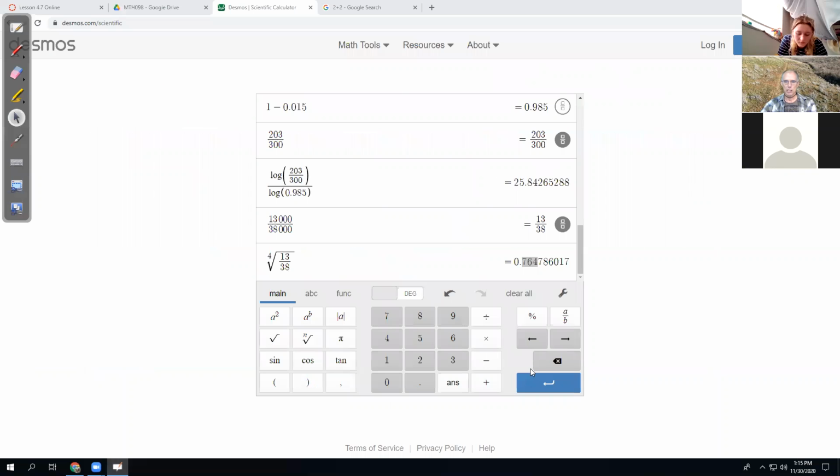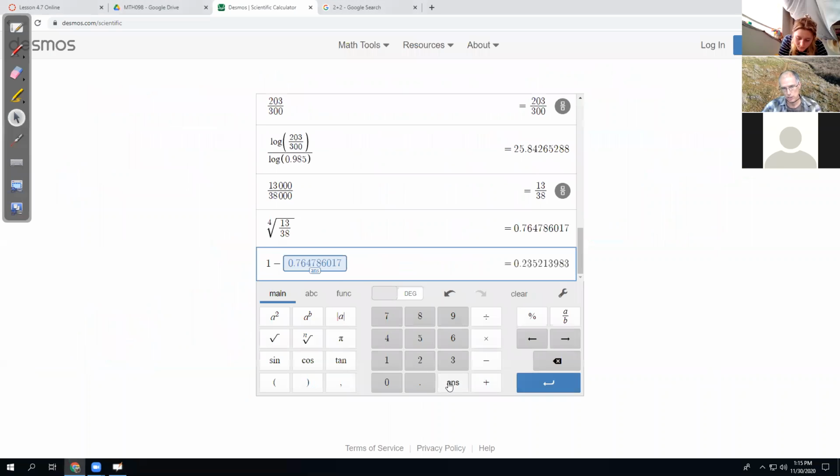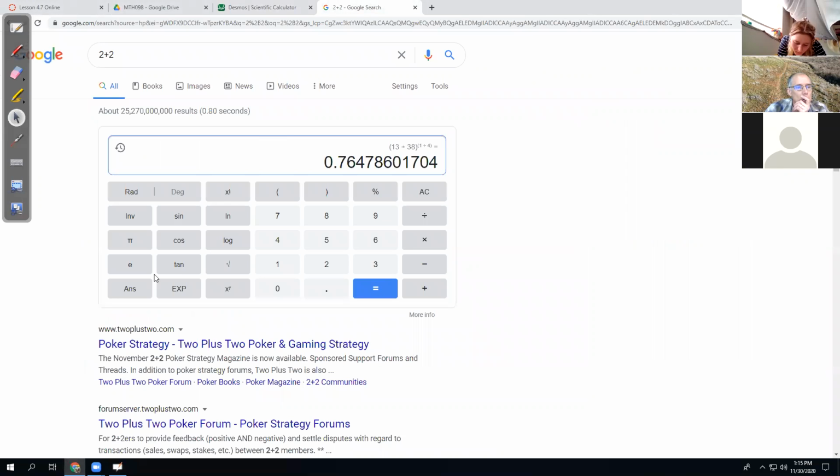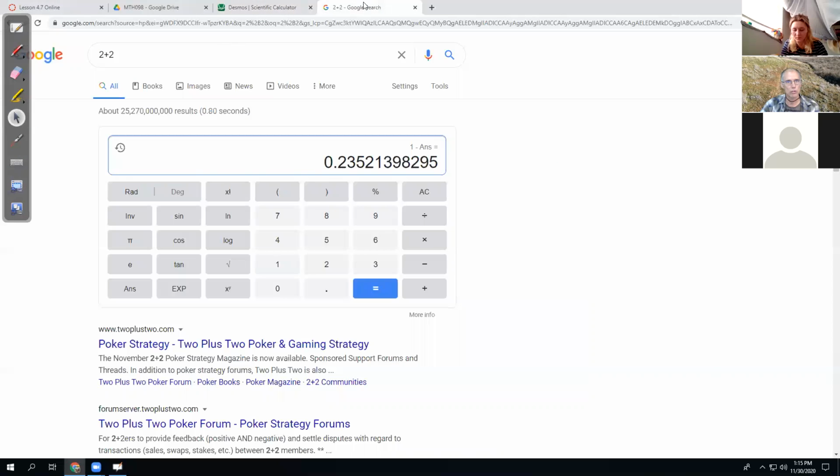So if I go back here, enter, and say, what is 1 minus that previous answer? And I don't think Google has a previous answer button, do they? Oh, they do. So I could say, what is 1 minus the previous answer? And Google says it's 0.235-ish. So I think the rate of depreciation is about 23.5% is what it looks like here.